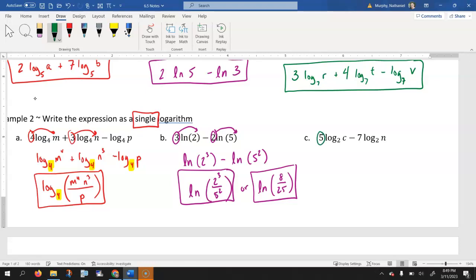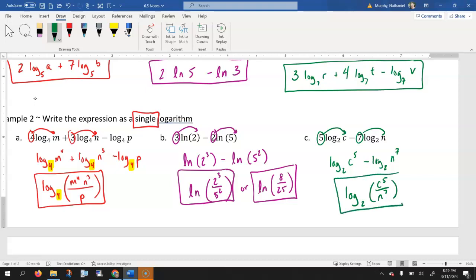All right, so the first thing you should recognize is that these would be our exponents for those values. This would be the same as log base 2 of c to the 5th power minus log base 2 of n to the 7th power. So since we're subtracting and we write this as a single logarithm, it would be log base 2 of our values, c to the 5th divided by n to the 7th. And that would be your final answer.